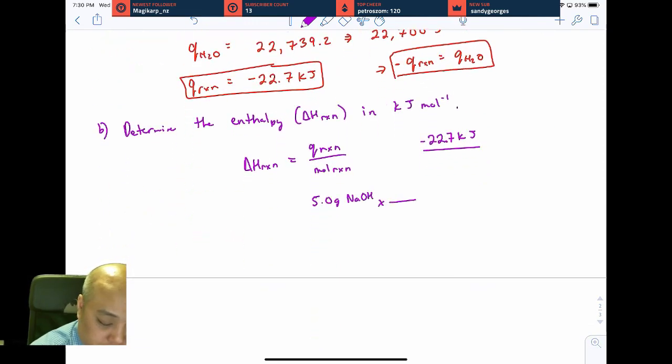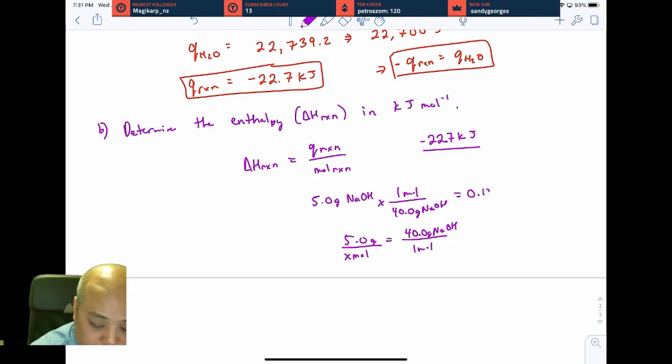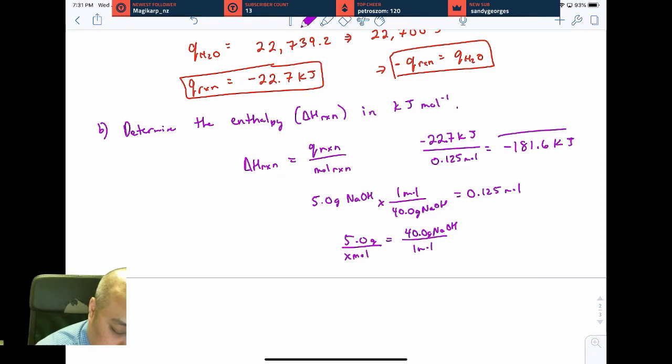Whether you do it as a factor label, where it's 40.0 grams of NaOH per 1 mole, or if you do it as a proportion, 40 grams of NaOH over 1 mole, and then X moles. Either way, you get 0.125 moles. So then you plug in 0.125 moles here, and you end up getting negative 22.7 divided by 0.125, negative 181.6 kilojoules.